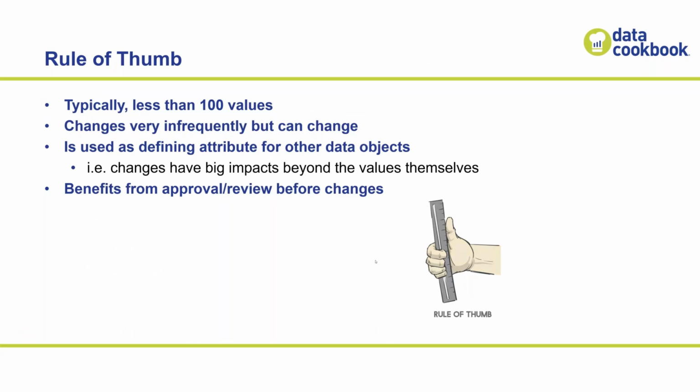So you might have some things that are out there that are referenced that you might think of that qualify as like less than 100 values, and they change infrequently. But if they change, it's not something that causes much impact or causes any problems.